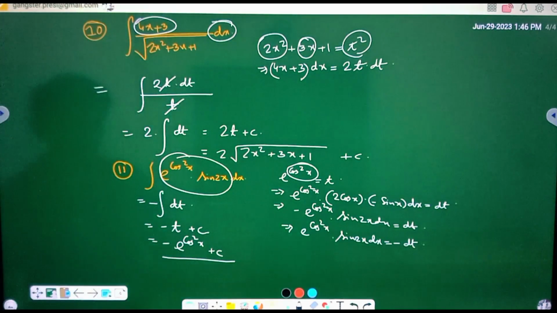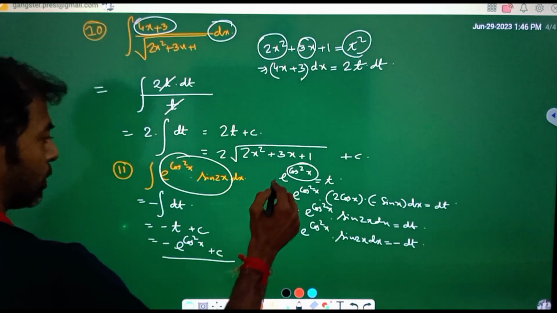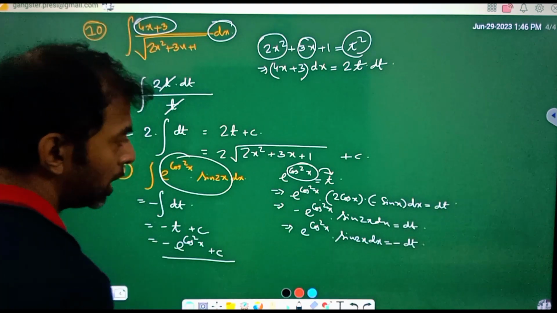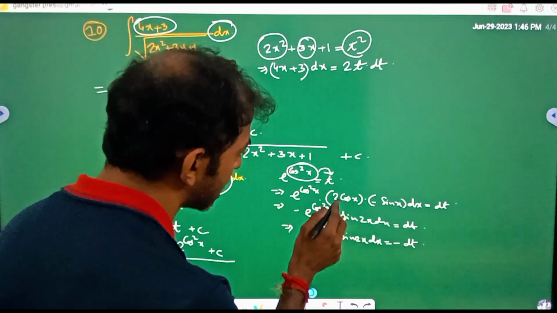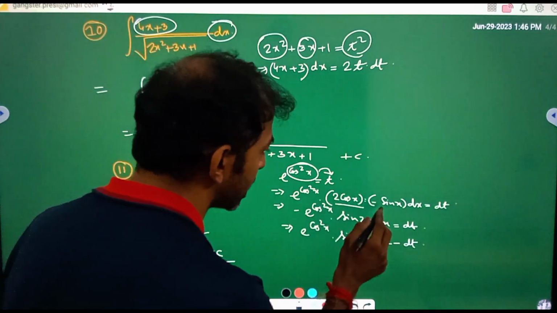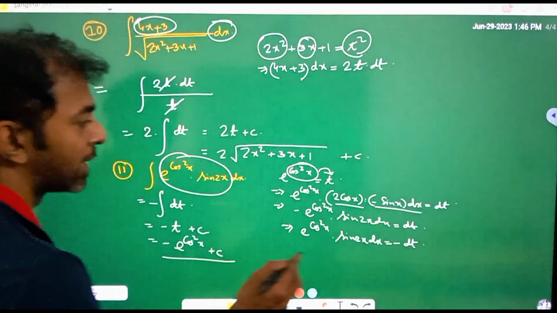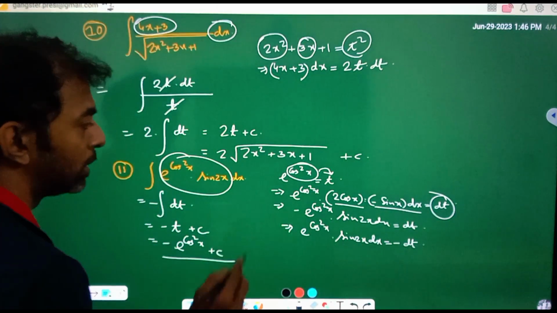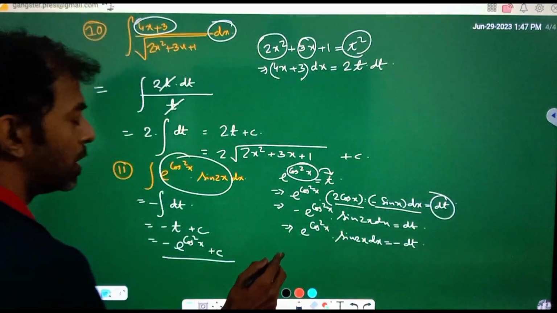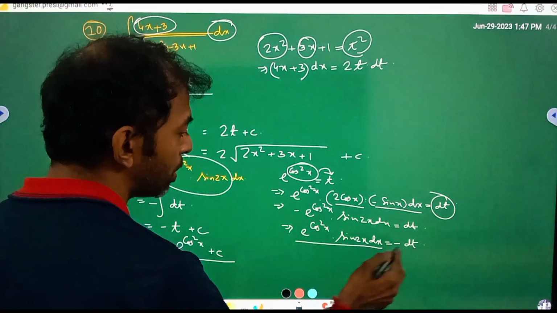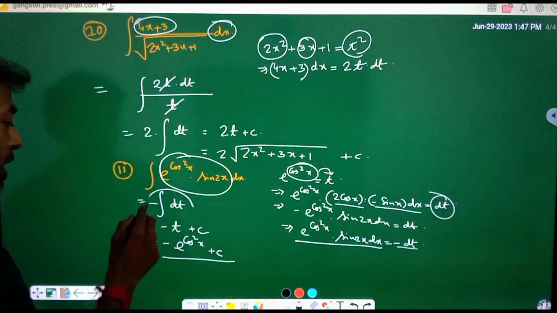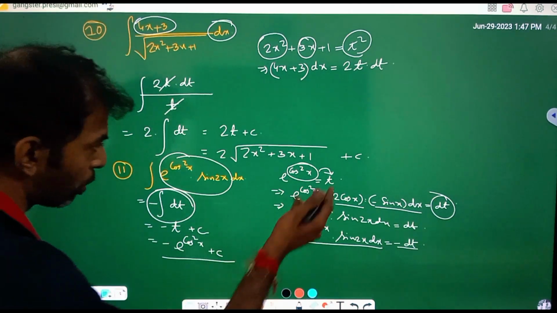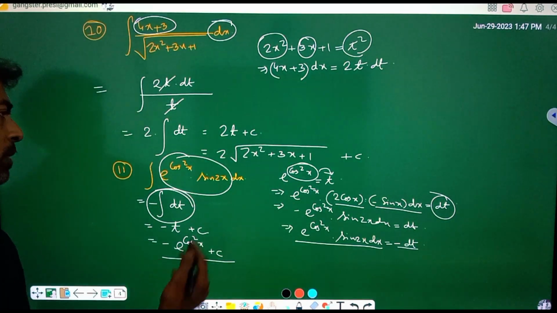Again, it was a very good problem actually. E power cos square x is substituted by t, and then after differentiation, that's the result. E power cos square x into differentiation of cos square x, that will be 2 cos x, into differentiation of cos x, that will be minus of sin x dx, and that's going to be dt, right? So minus e power cos square x into sin 2x dx will be dt. So e power cos square x into sin 2x dx will be minus dt, and hence the result follows like this: integration of minus dt, and the result will be minus of t plus c, and we all know the value of t is e power cos square x. So that's our answer actually.